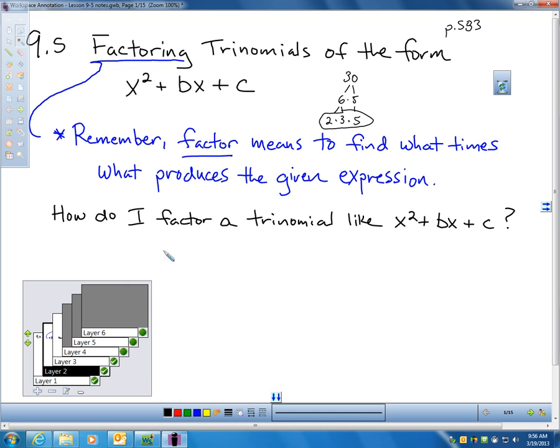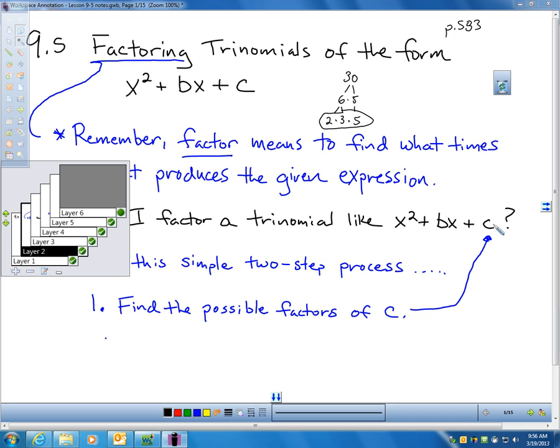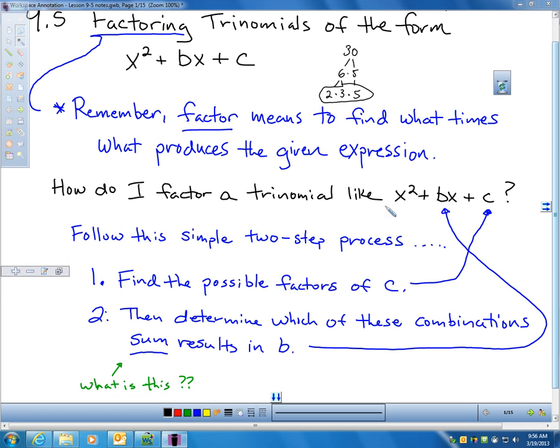Now, the process for this is pretty easy. How do I actually factor it? It's a simple two-step process, and when the lead coefficient is 1, which in section 9.5, every one of these problems for the most part will have a lead coefficient of 1, then it's a simple two-step process. Here's all we need to do. We have to find the possible factors of c first, and then once we find the possible factors of c, we need to figure out which of those factors have a sum which results in us getting b. Okay, remember sum means adding. Alright, so that's a simple two-step process.